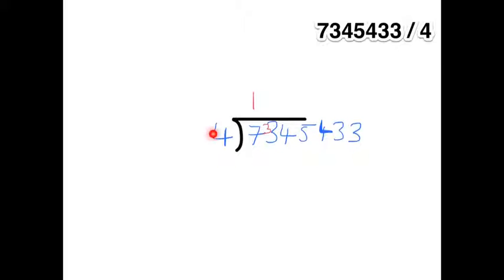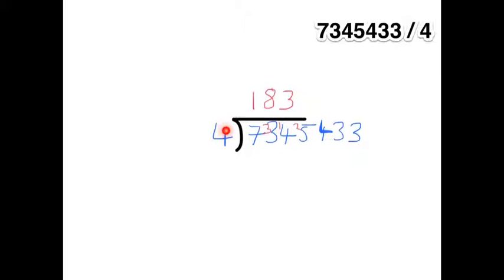Next, how many 4's go into 33? I know that 4 times 8 equals 32, so I shall put an 8 up here, but as the number is 33, that leaves a remainder of 1, so I put the 1 in the next column. Next, how many 4's go into 14? Well, I know that 4 times 3 equals 12, so I put a 3 up here, and that leaves a remainder between 12 and 14 of 2.